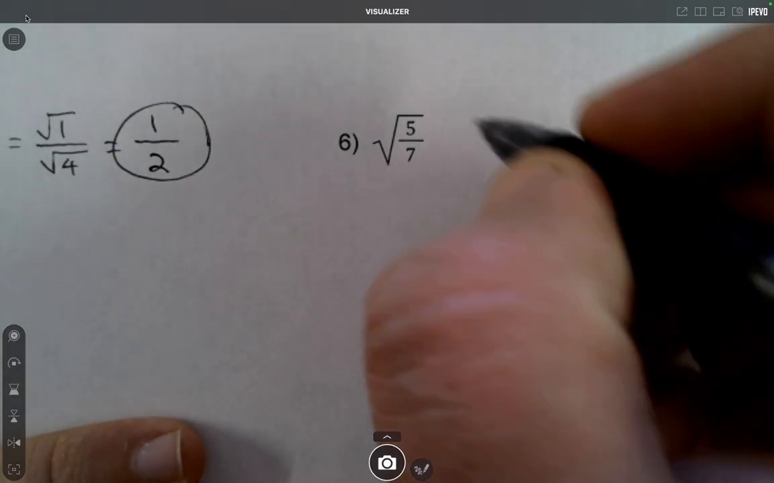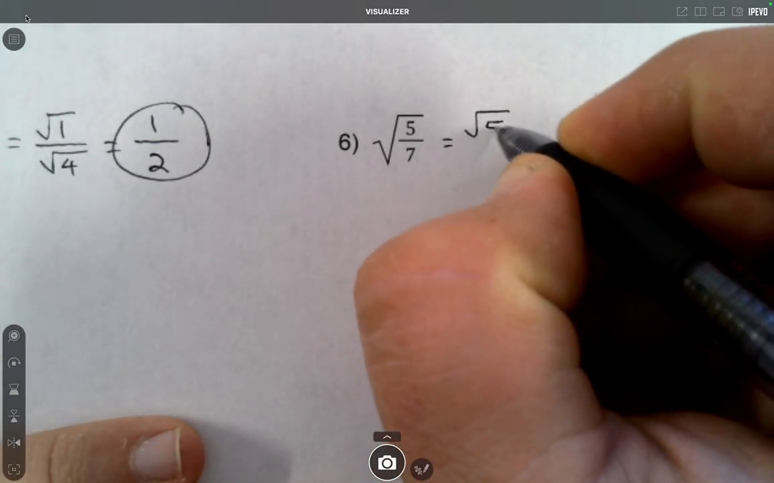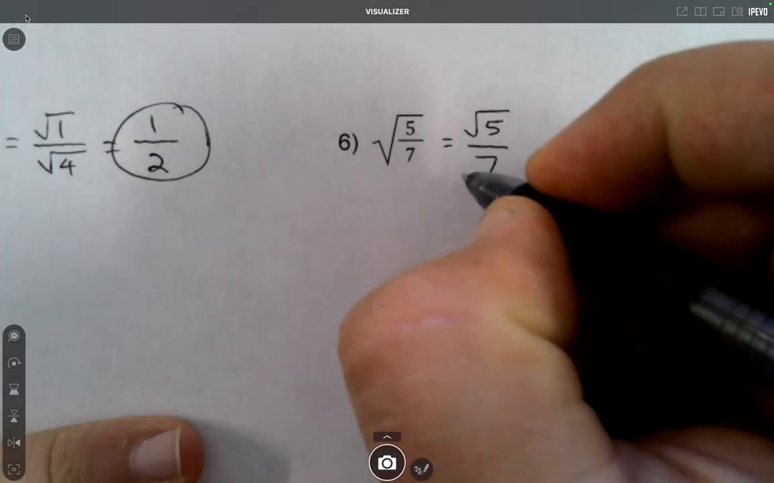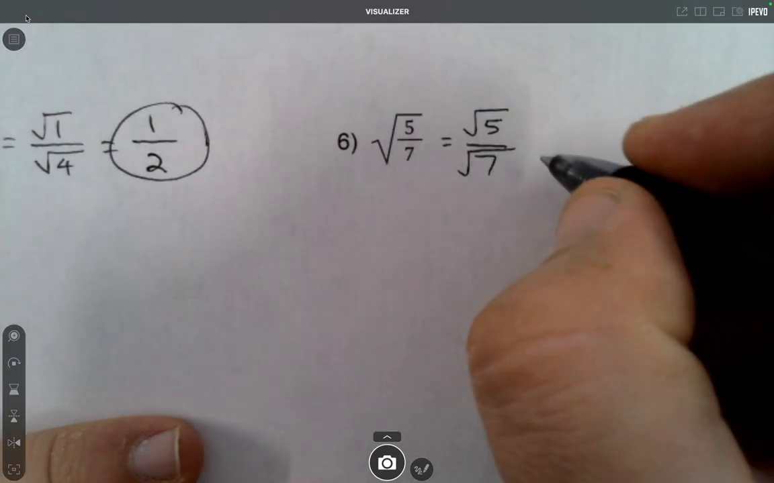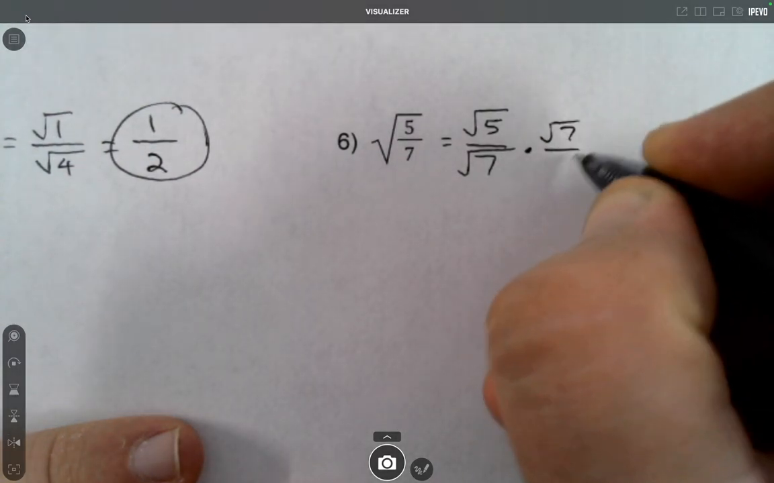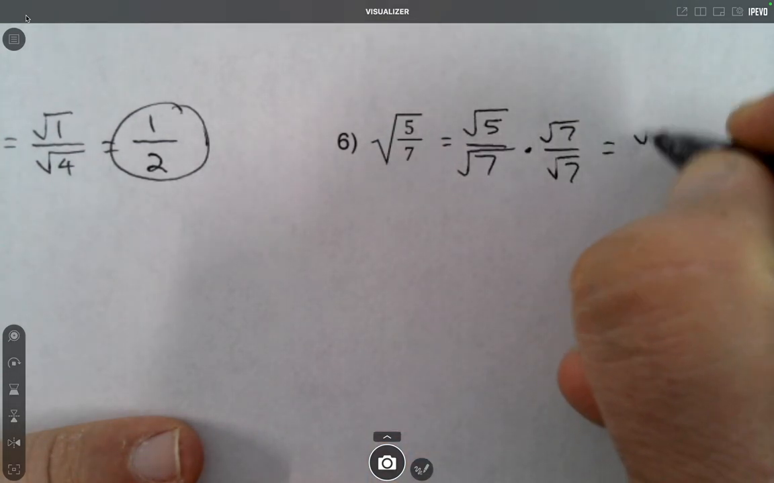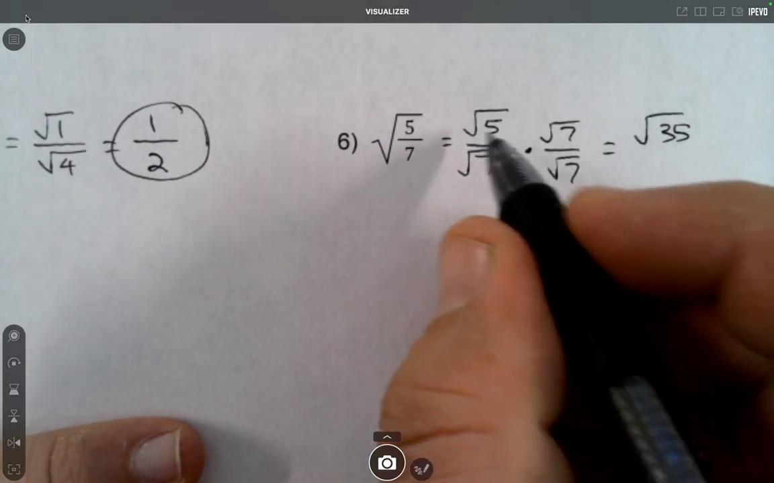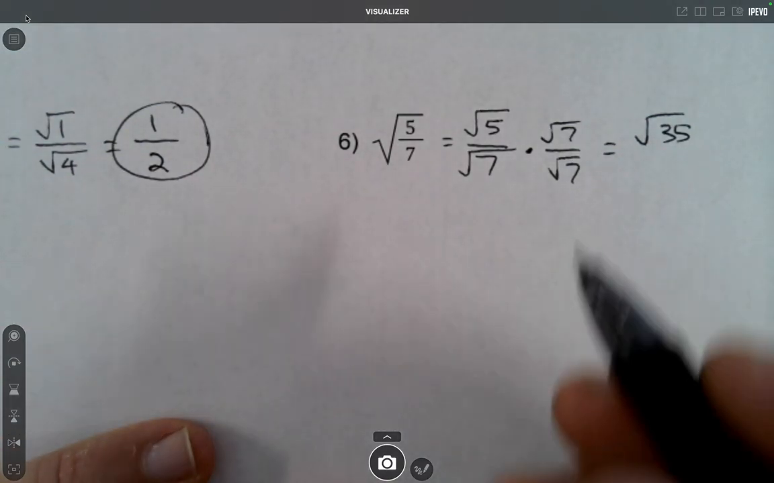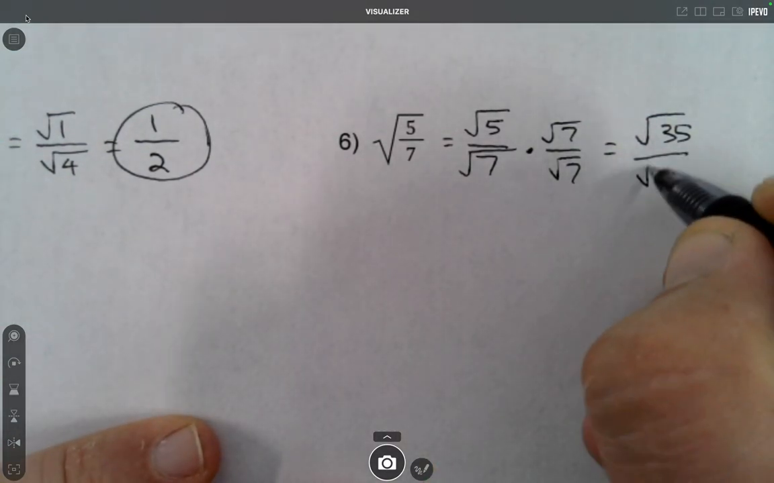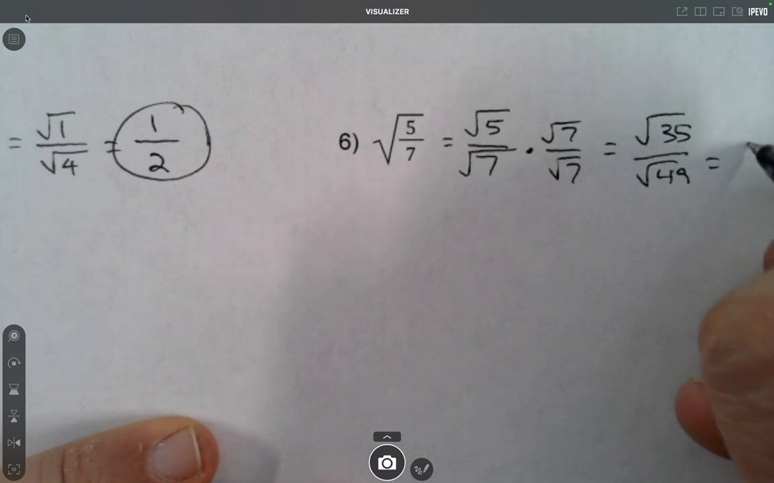Okay, number 6. I'm going to go ahead and write it as 2 separate radicals. We got to get rid of the square root of 7, so we multiply the top and bottom by the square root of 7. 5 times 7 is 35, and we can combine those because they're both inside the radicals. Square root of 7 times square root of 7 is the square root of 49, and we know the square root of 49 is 7.